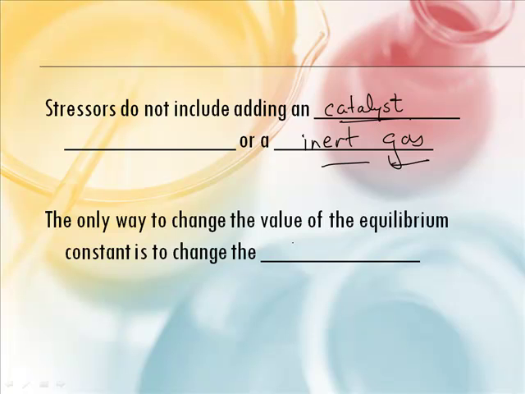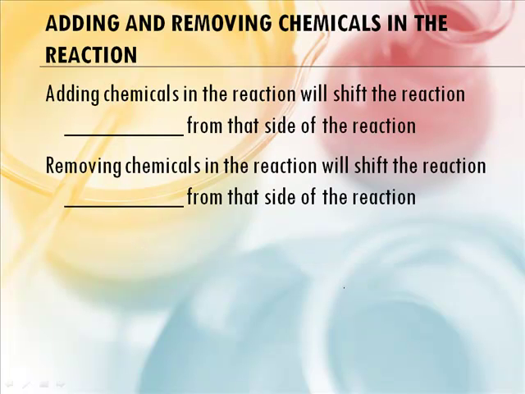Okay. The only way to change the value of the equilibrium constant, Mr. Sams? That's right. It's to change the K, or the temperature. Mr. Sams actually isn't here. He had to step out, so I'm finishing the podcast. It's the temperature.